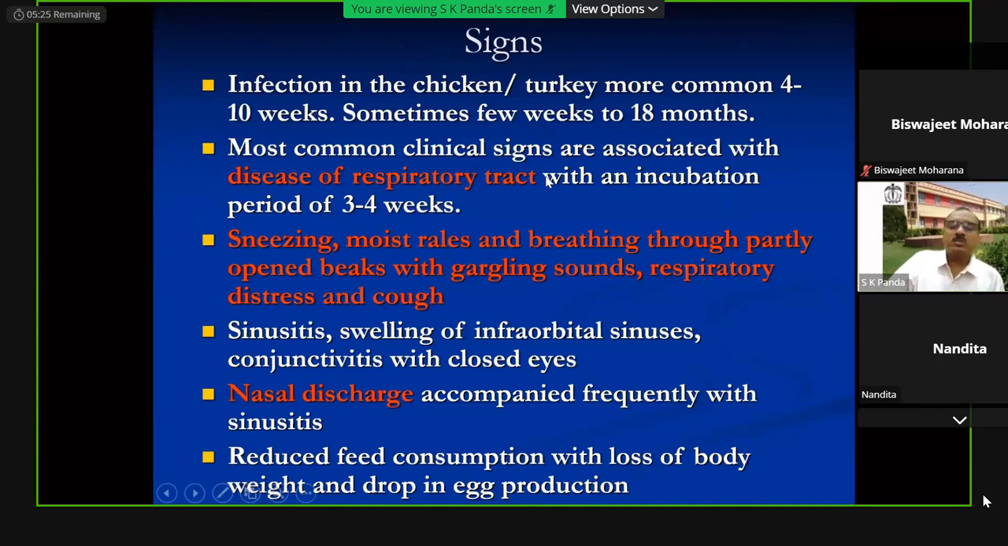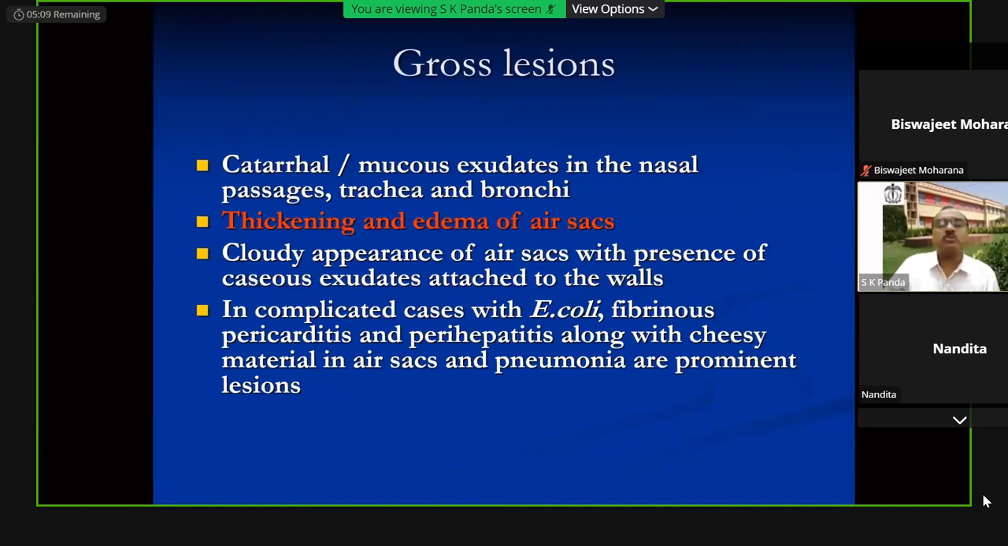So the most common clinical signs are related to disease of the respiratory tract. Nasal discharges, sneezing, moist rales, breathing through partly opened beaks with gargling sounds, respiratory distress and cough. If you remember this much, then this disease is diagnosed: your CRD or Mycoplasma gallisepticum.